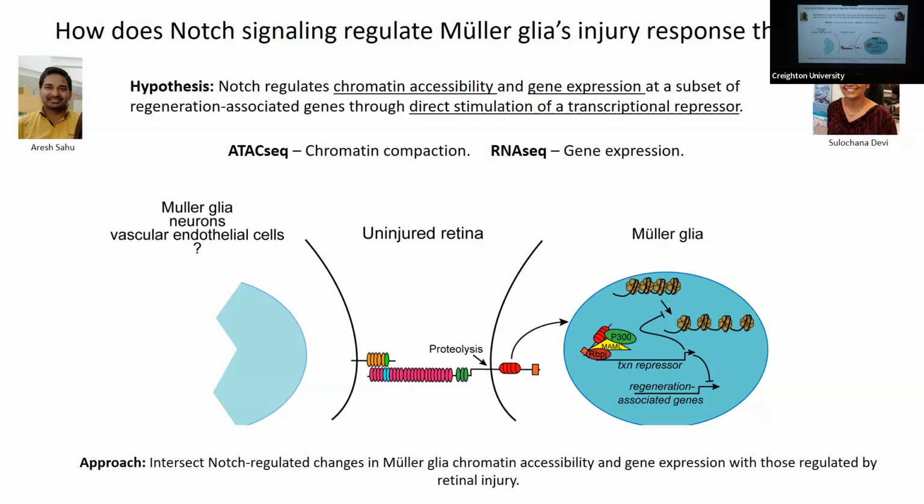In addition, we wanted to do this in the uninjured retina, because those Müller glia that were being recruited were experiencing lower than injury levels of these injury-derived factors. And we used two conditions to inhibit notch signaling, DAPT and a genetic dominant negative mammal that we expressed with heat shock. What we want to do is intersect this information with the injury response and find out if any of these injury responsive genes were changing their chromatin accessibility and gene expression.